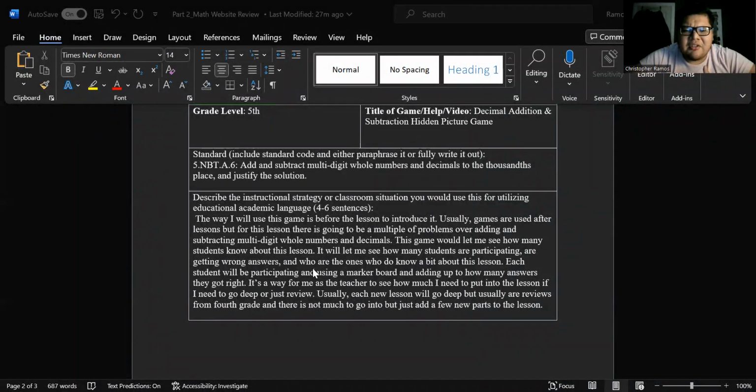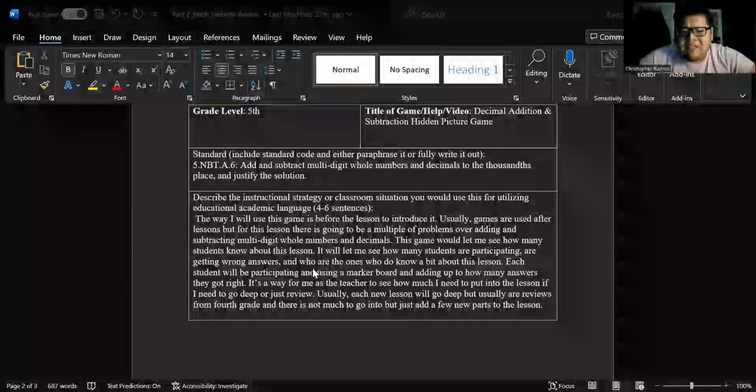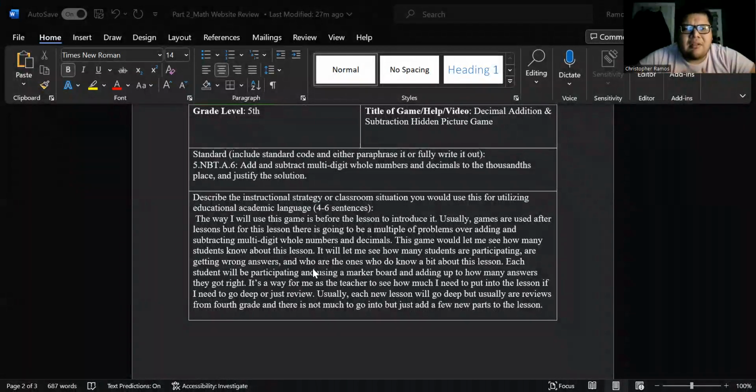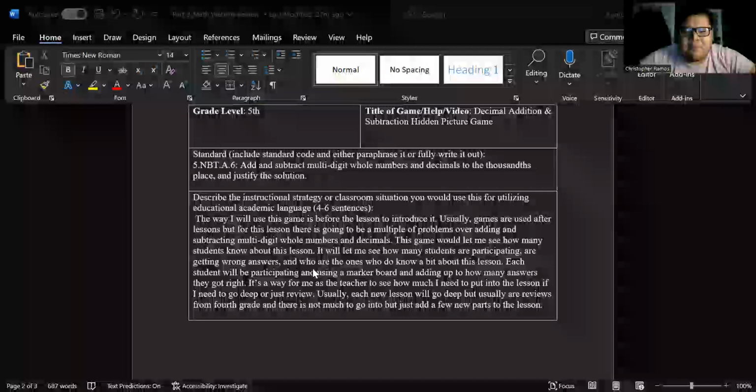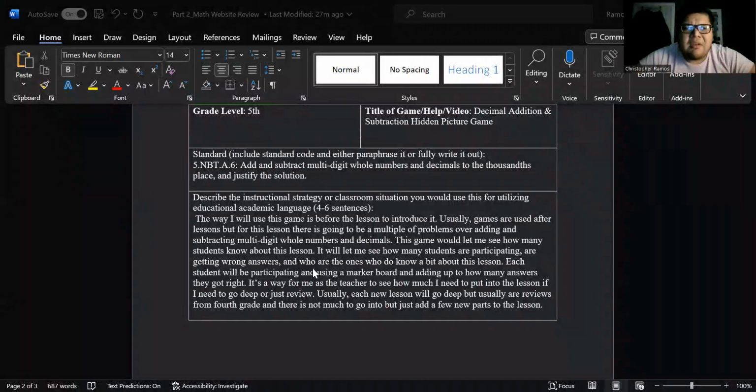The lesson is going to have multiple problems over adding and subtracting multi-digit whole numbers and decimals. This game will let me see how many students know about the lesson. So it's like an engagement before the lesson, to see how many students are confident, how much they know about it, how much I as a teacher need to review, and which parts I need to dig into deeper.